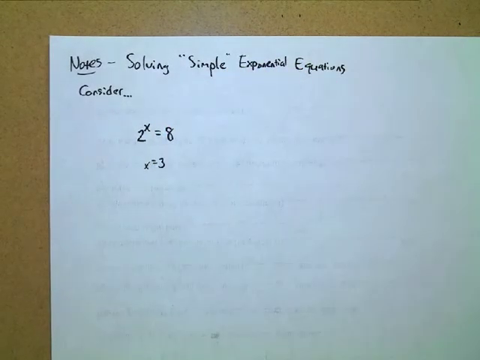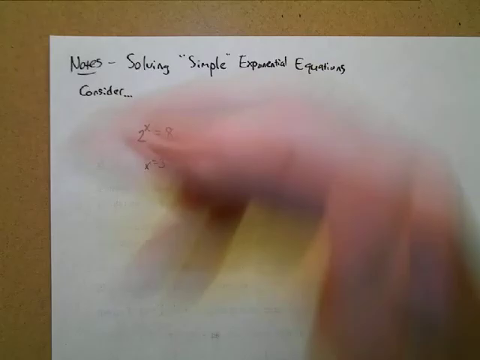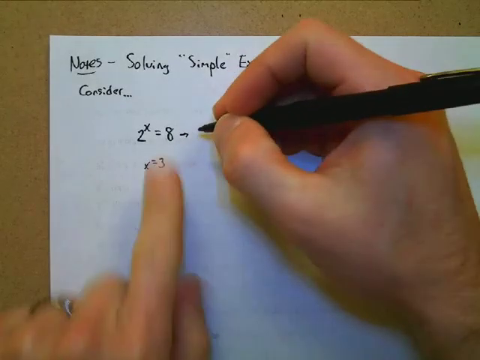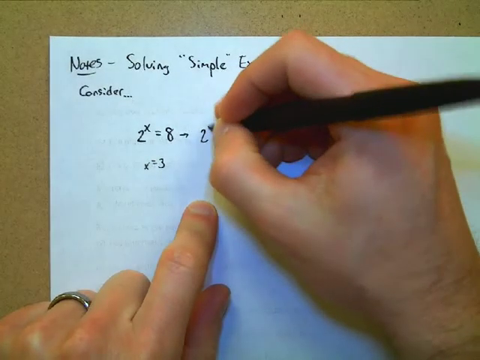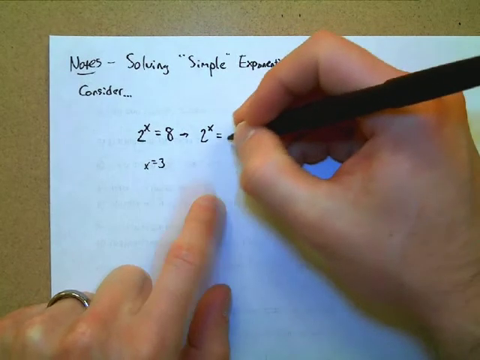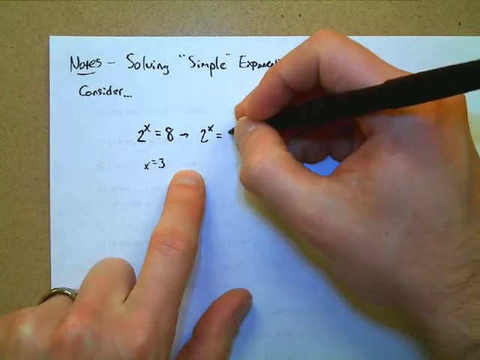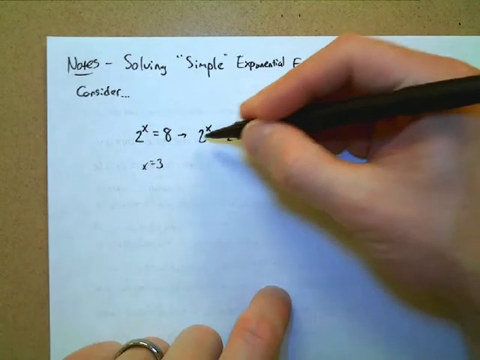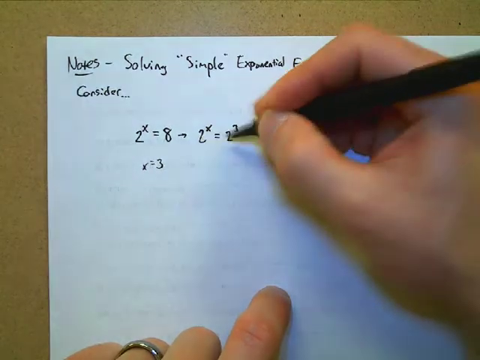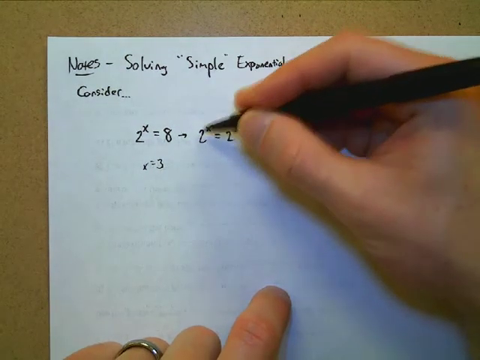If you have a hard time seeing it, another way we could write this is that 8 is 2 to the third. So we could say 2 to the x is still there, and 8 is the same thing as 2 to the third. So we get a common base here. They both have a base of 2. And we're trying to say that the left-hand side is equal to the right-hand side.